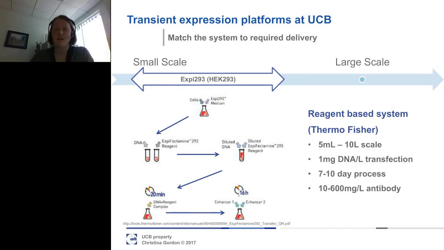And this is quite an efficient system, which we mainly use at small scale at around 500 mil, up to about 200 mil scale mainly, but we have been able to push it up to the 10-liter scale quite successfully as well. It takes less DNA, only 1 milligram DNA per liter transfection. It is also a shorter process of about 7 to 10 days, but it gives us slightly lower yields in comparison to our other systems, only 10 to 600 milligrams per liter antibody.